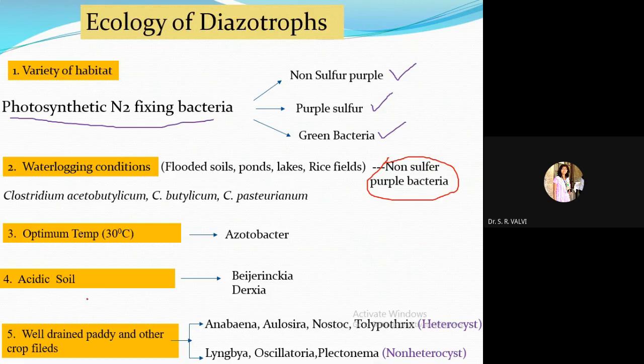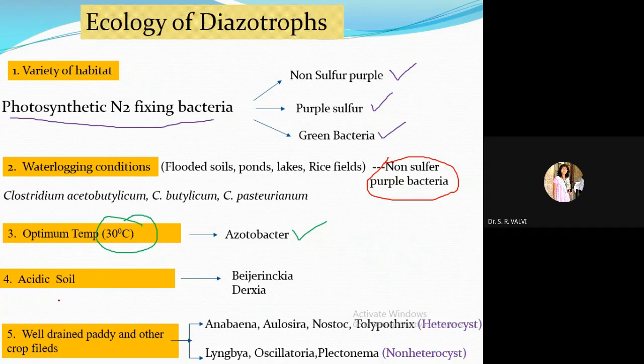Now, the next is optimum temperature. Here in this optimum temperature, which bacteria is going to survive? Under 30 degrees Celsius, Azotobacter will survive and perform its function. Now next is acidic soil. In this acidic soil, which kind of diazotrophs will be there? Beijerinckia and Derxia. These two are present in acidic soil.